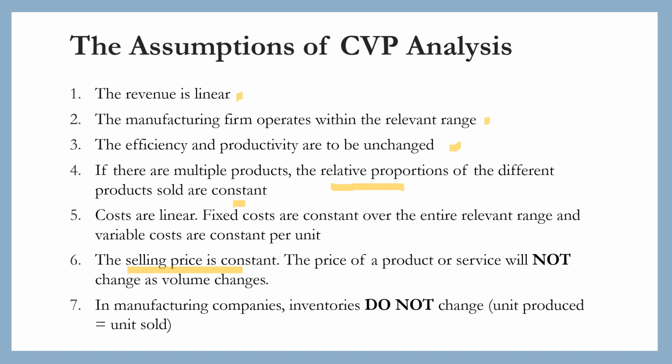And then, last but not least, in terms of the inventory, it does not change. This is specifically relevant to manufacturing companies. So this assumption states that the inventory remains constant, meaning that every unit produced is sold. So this simplifies the analysis by ensuring that there are no changes in the inventory level that could affect the cost structures or profitability of the companies.